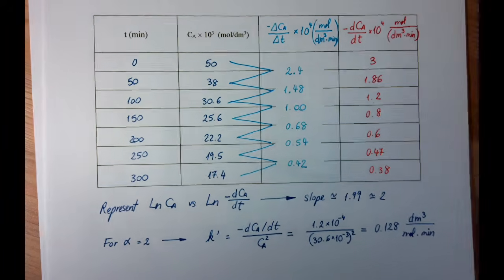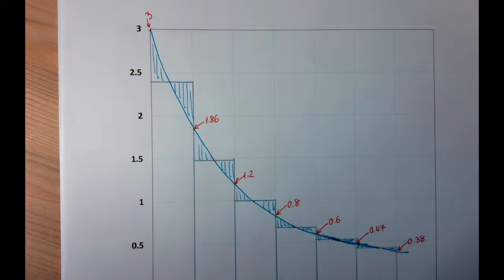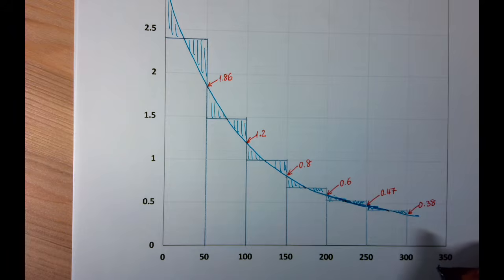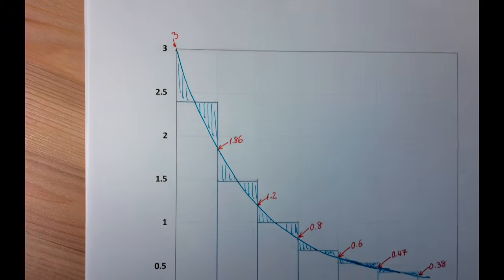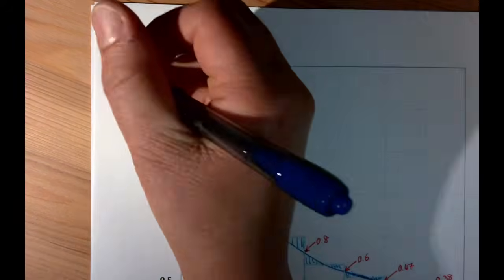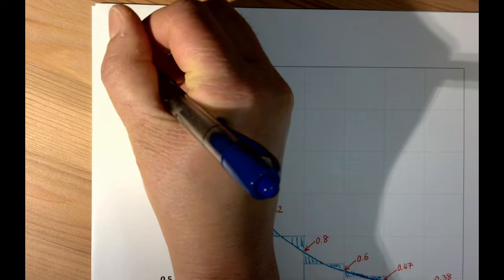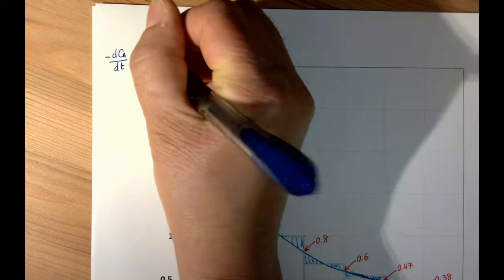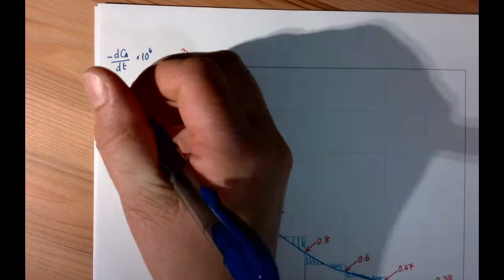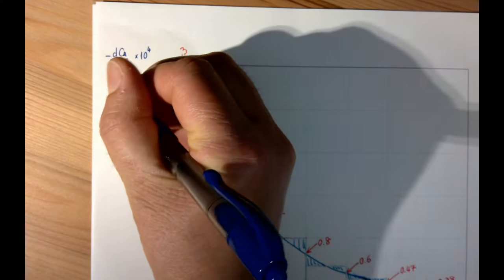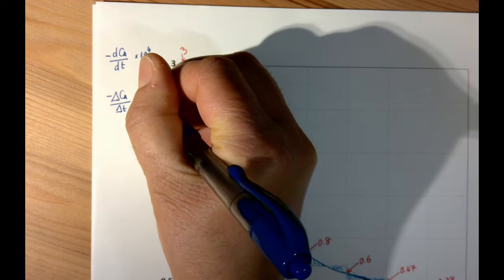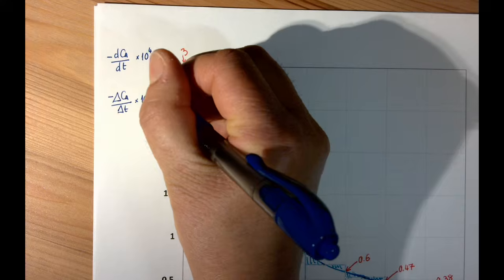And one more important thing to mention is that on my x-axis, I'm representing time, and on the y-axis, I'm representing negative dCA/dt times 10 to the 4, and also negative delta CA/delta t times 10 to the power of 4.